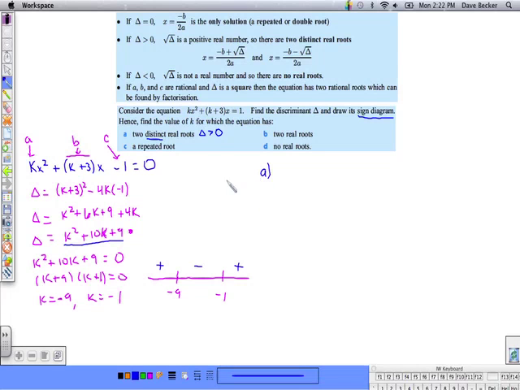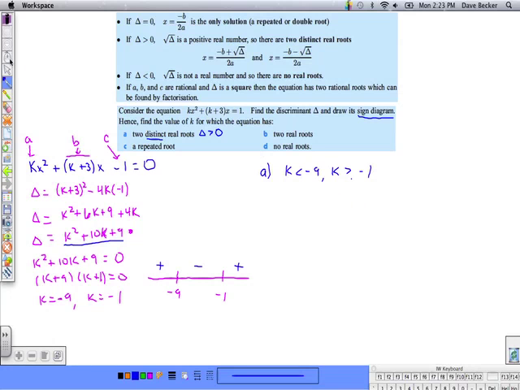So when is delta greater than 0? When is it positive? Well, it's positive when k is less than -9, or k is greater than, oops, I don't want equal, I just want greater than, k is greater than -1. Okay, so there's our solution for that.